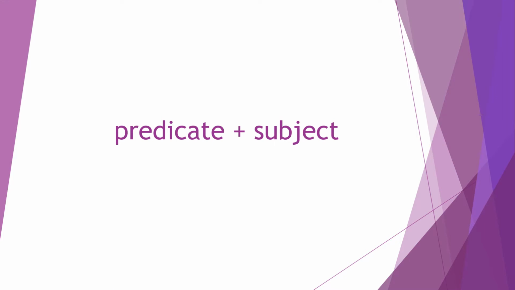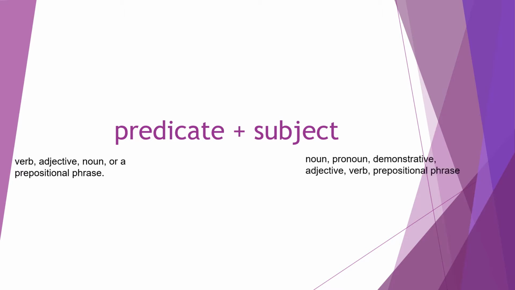The pattern for the Filipino sentence structure is predicate plus subject. A predicate could be a verb, adjective, noun, or a prepositional phrase. On the other side, a subject could be a noun, pronoun, demonstrative, adjective, verb, or a prepositional phrase.